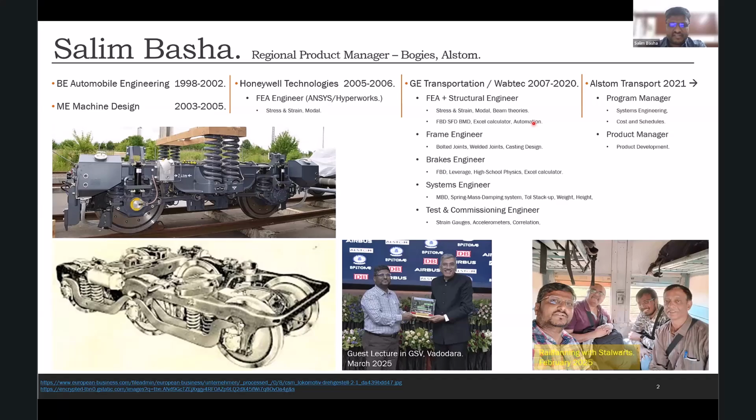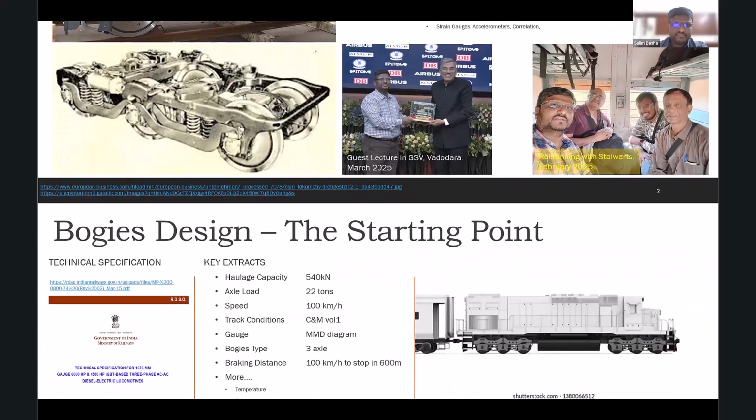And you can also see that I have given some lectures at GSV Baroda, and earlier this year in March 2025. And I have also gone on a rail fanning trip. You can see Apurva here and other stalwarts. I'm also part of doing a little bit of rail fanning whenever my time allows. So that's about me, a quick introduction. And then we jump on to the topic.